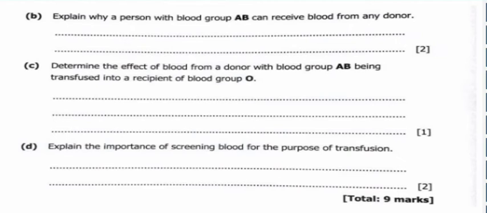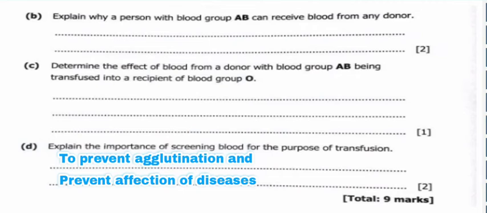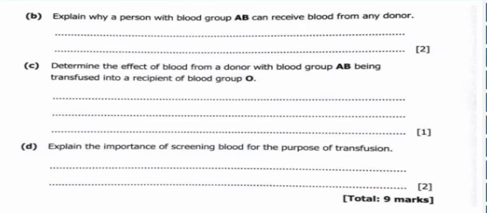Question D. Explain the importance of screening blood for the purpose of transfusion. So the first one is to prevent agglutination. Then the last one is to prevent infection. Suppose the person that you are getting blood from has HIV and AIDS. If you haven't screened the blood, you can get HIV and AIDS or any blood disorders.